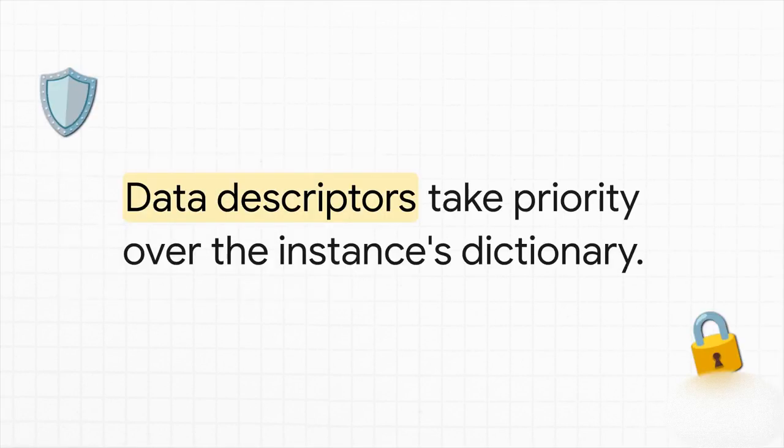Now, the absolutely crucial rule of hierarchy you need to remember here is this. Data descriptors, meaning descriptors that implement the __set__ method, always take priority over the instance's own dictionary. This rule is paramount. It ensures that when you write strict data validation for an attribute, no other developer on your team can accidentally bypass your validation by just injecting a value directly into the dictionary. It acts as an unbreakable guardrail for your data integrity.